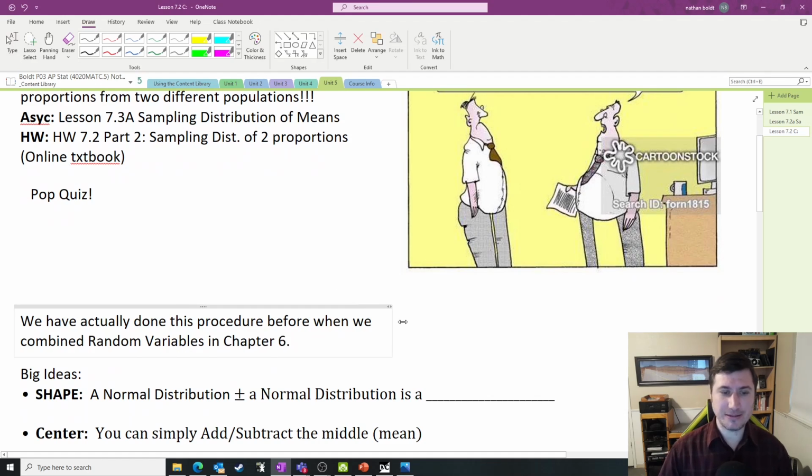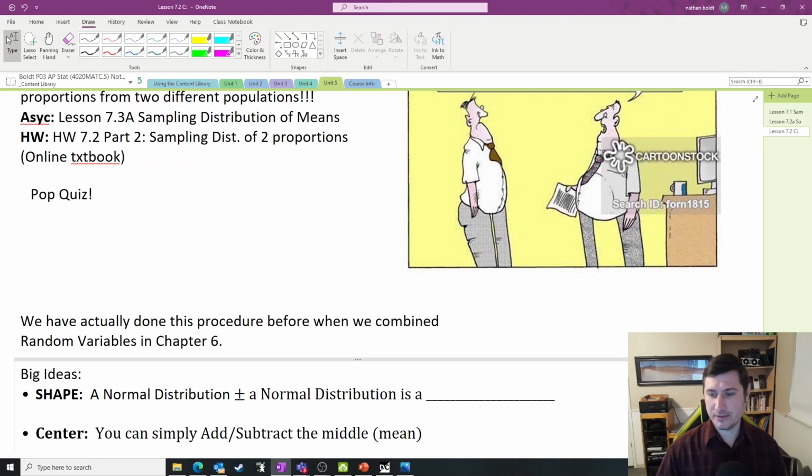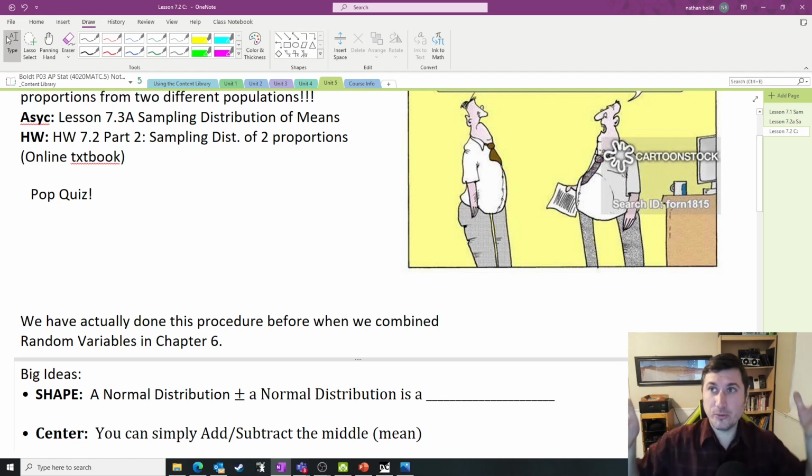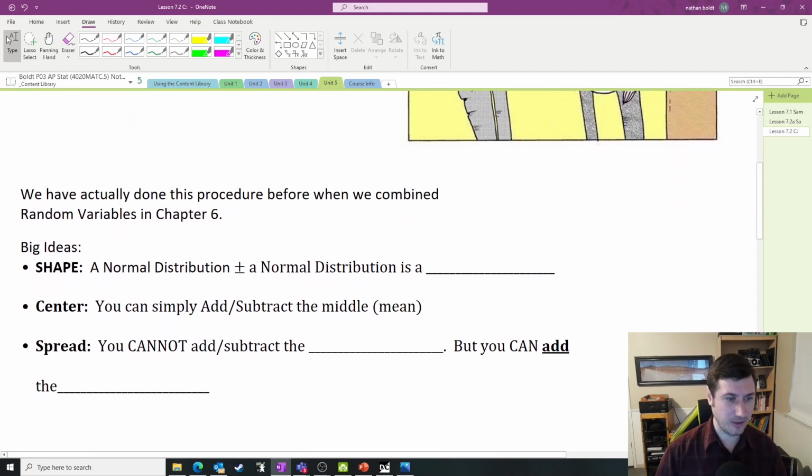So, we did do some of this way back in chapter 6 when we were combining random variables. When we combine random variables, you take like a normal model and you combine them into one. What happens when you do that? What happens to the shape, the center, and the spread when you combine 2 random variables? And so here are the big ideas that we learned about what happens when you combine random variables, which is the same thing that happens when you combine sampling distributions, when you subtract or combine the proportions.